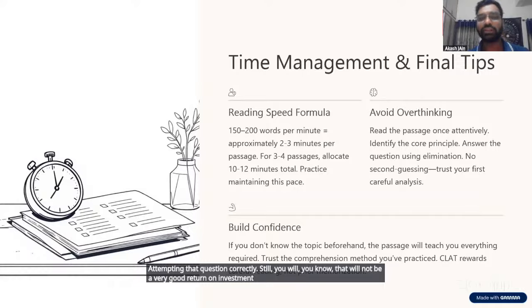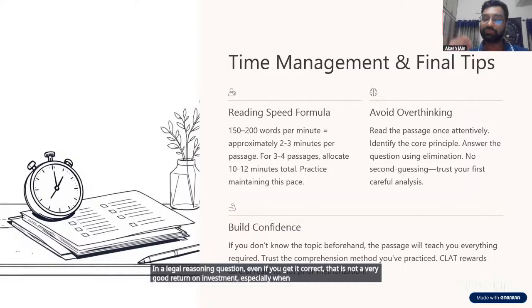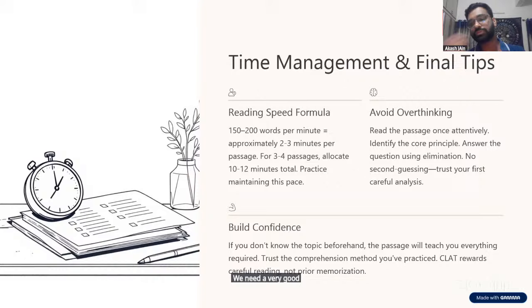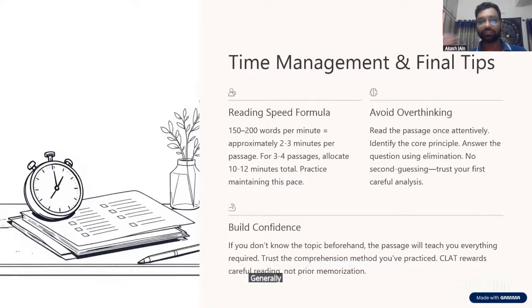So if you have spent 3 minutes or maybe even 2.5 minutes on a legal reasoning question, even if you get it correct, that is not a very good return on investment, especially when we are talking about the legal reasoning section. We need a very good return on investment in the legal reasoning section. Less investment, more return in terms of score. So avoid overthinking, avoid rereading the passage. Generally, the first option that you get in mind is the correct answer.